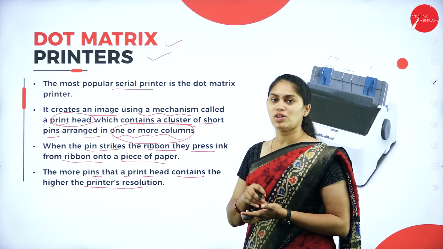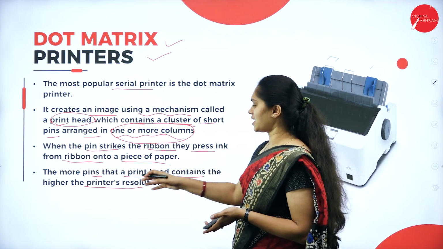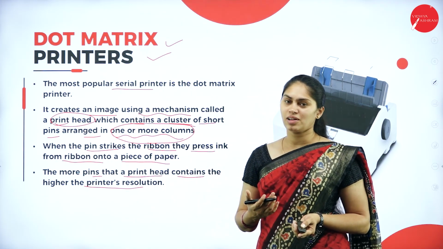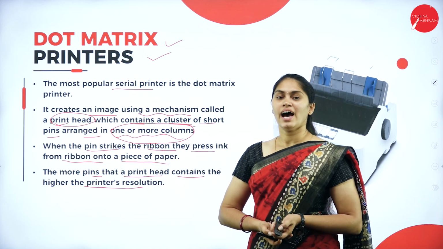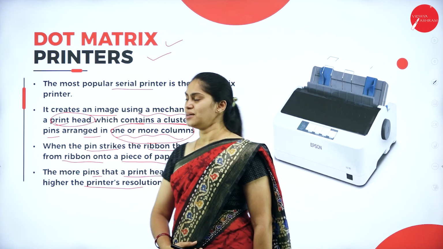So when we have more number of pins, the dots per inch will be very high. If that is the case, then the resolution of a printer will be high, and that produces a high quality image. So here you can see the example of a dot matrix printer.